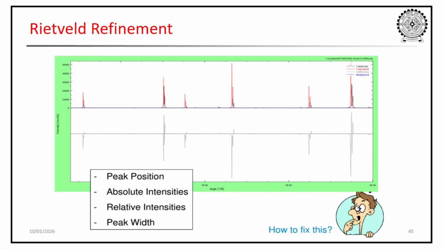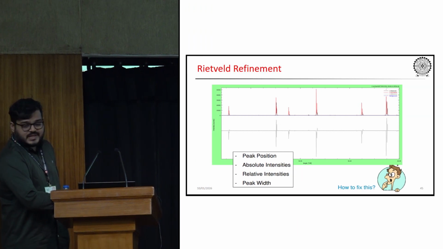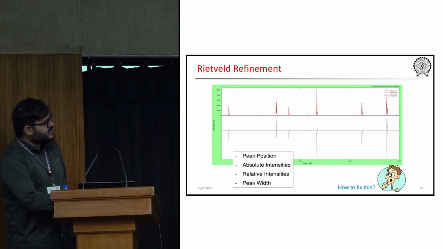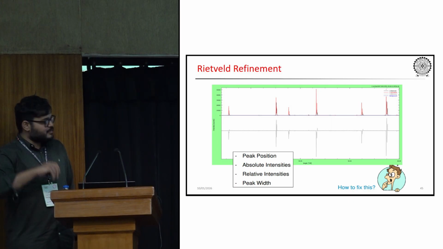All of this is going to be used when you're calculating the pattern. And when you're doing the Rietveld refinement, typically you will see that in this case, you have a calculated pattern and a measured pattern. You see the difference curve. You see that your peak positions are completely out of order. Our objective is to minimize this difference curve as much as possible.